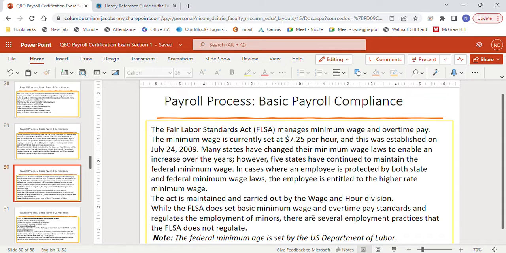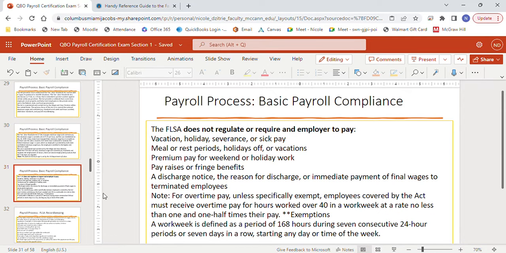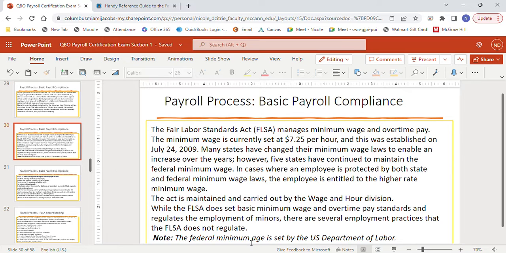The act is maintained and carried out by the Wage and Hour Division. While the FLSA does set basic minimum wage and overtime pay standards and regulates the employment of minors, there are several employment practices that the FLSA does not regulate. I'll talk about that in the next slide. And then I also want you to note the federal minimum age is set by the U.S. Department of Labor. So although they do regulate child labor, the actual minimum age requirement was set by the Department of Labor.